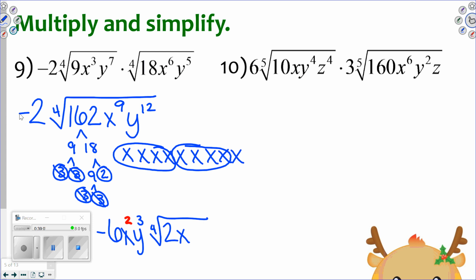Again, if you wrote out all your y's, you'd have them all perfectly in groups. Nobody be left over. So nobody goes inside here. And we're done. Yay. 10 on your own.